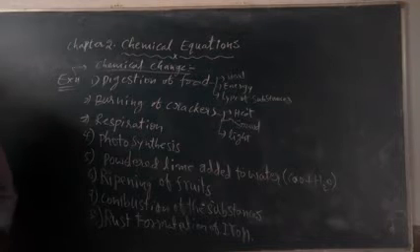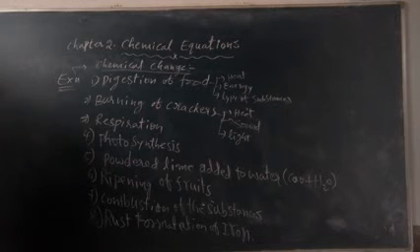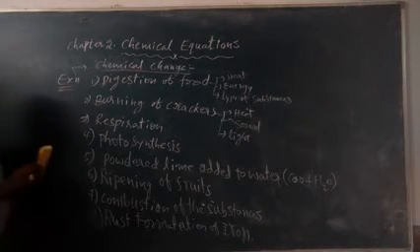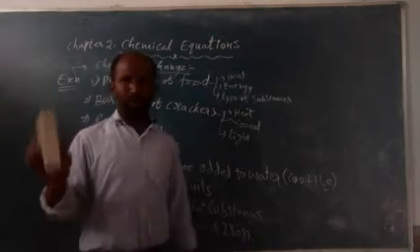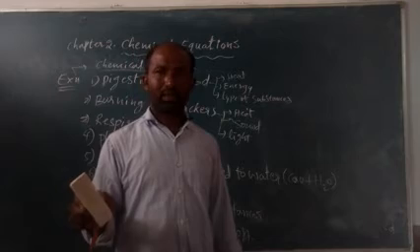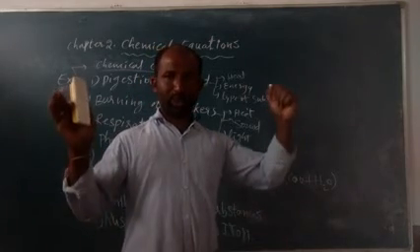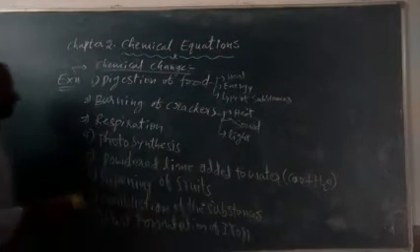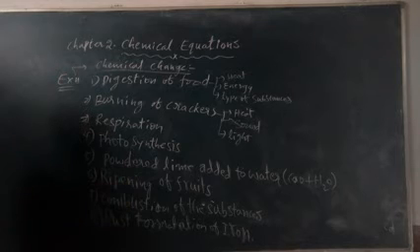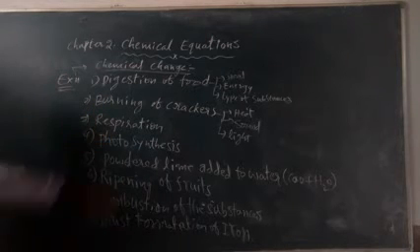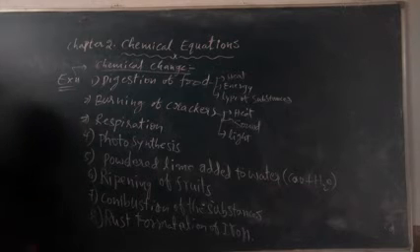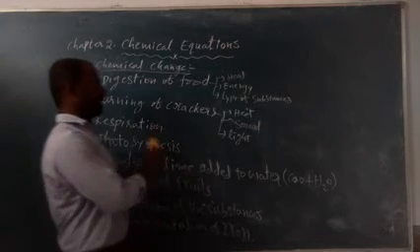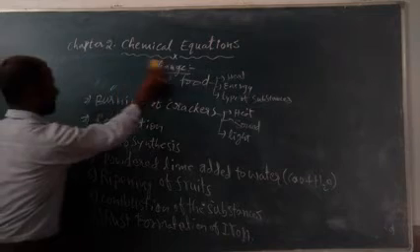Now, what is a chemical equation? A symbolic representation shown by a particular formula is called a chemical equation. These are the examples: digestion of food, burning of crackers, respiration, photosynthesis, powdered lime added to water, ripening of fruits, combustion of substances, rusting of iron. These are examples of chemical change or chemical reactions.